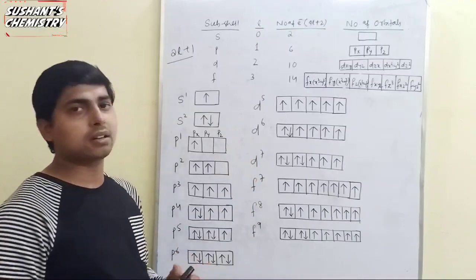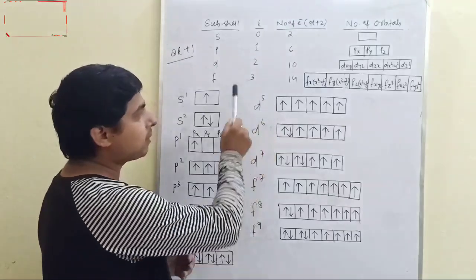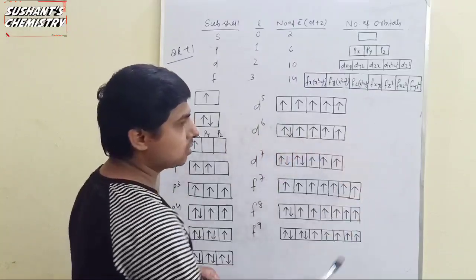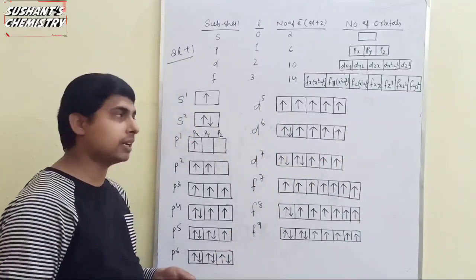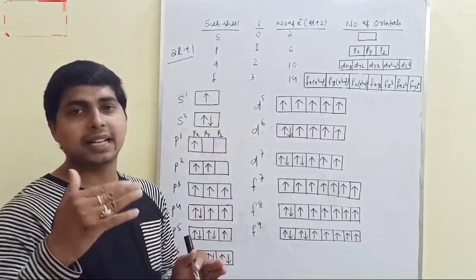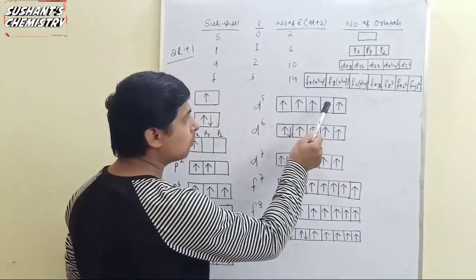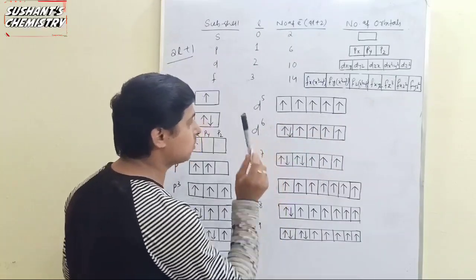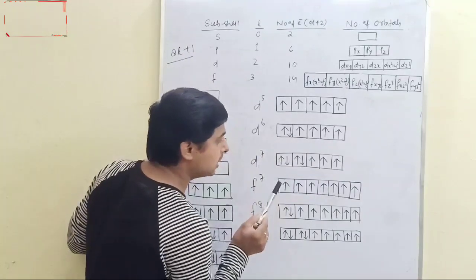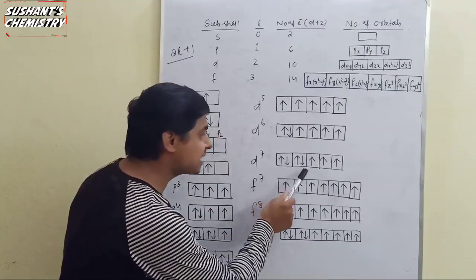Similarly, the d subshell contains 5 orbitals. Here for the d5 configuration, the electrons are arranged in this manner. That means all the 5 electrons are distributed among the 5 d orbitals. Similarly, in d orbitals, the pairing takes place after the addition of the 6th electron. Here, first electron, second, third, fourth, fifth. Here the 6th electron, and also here the 6th electron, 7th electron. In this case, the pairing takes place after the addition of the 6th and 7th electrons.